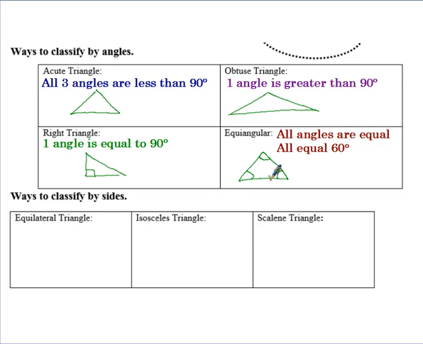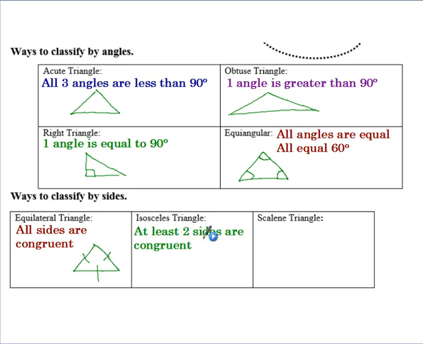Another way to classify triangles is by its sides. And so for sides, we have three names. The first name is equilateral. That just means that all of the sides are congruent, or the same measurement. And so we can mark that like this.